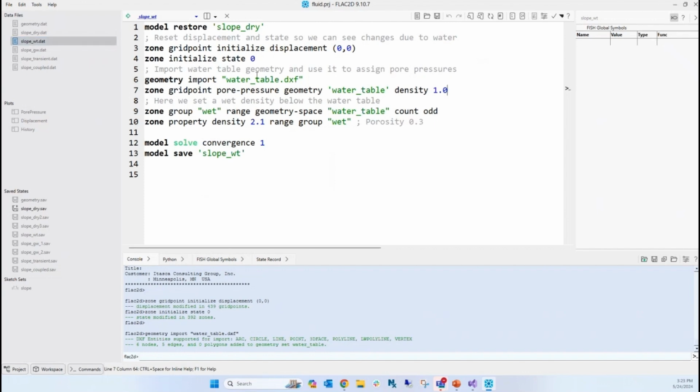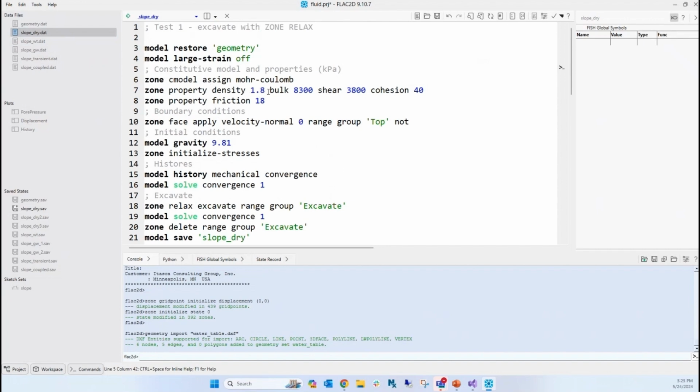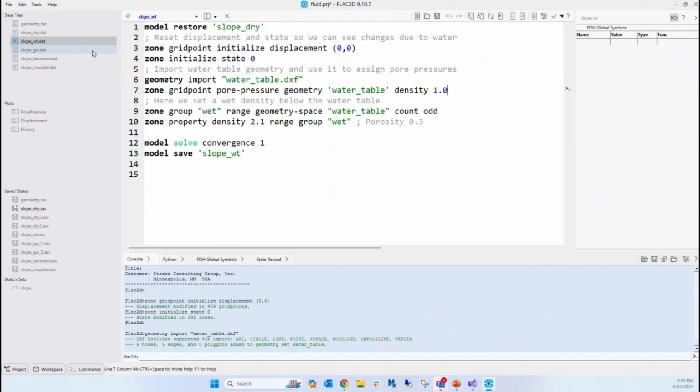So remember the density of the dry material, we set to be, I can't remember, 1.8. So the wet material, right, where did it go? The wet material is heavier than that. You can work this out. If you assume a porosity of 0.3, you can do a little calculation to figure out what this density is. So zone property density is 2.1.